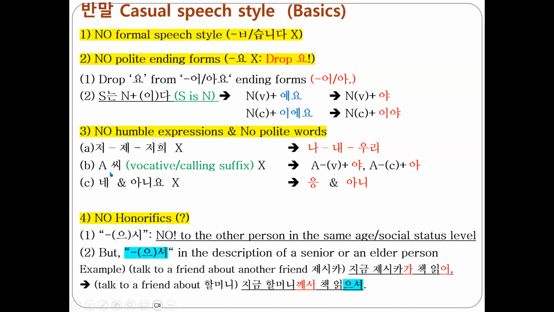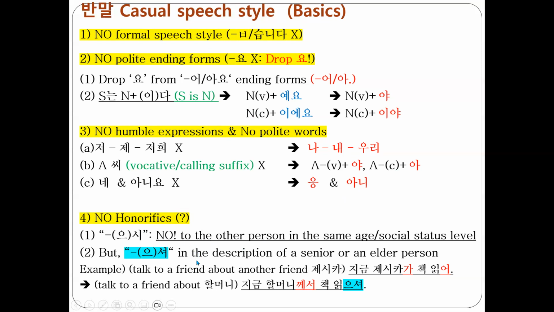자, in the case of calling a person, the vocative suffix: 제시카 씨, but instead of 씨, we use 야 or 아. When the name ends with a vowel like Jessica, 제시카야. When the name ends with a consonant like 임영웅, 영웅아. We add 야 or 아, and instead of 네, 아니요, we use 응, 아니. Basically, we use no honorifics like 시, 으세요, 으세. We don't use those things.